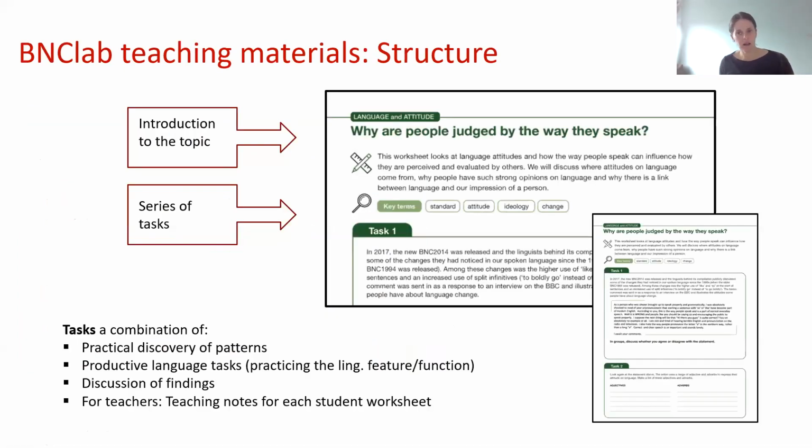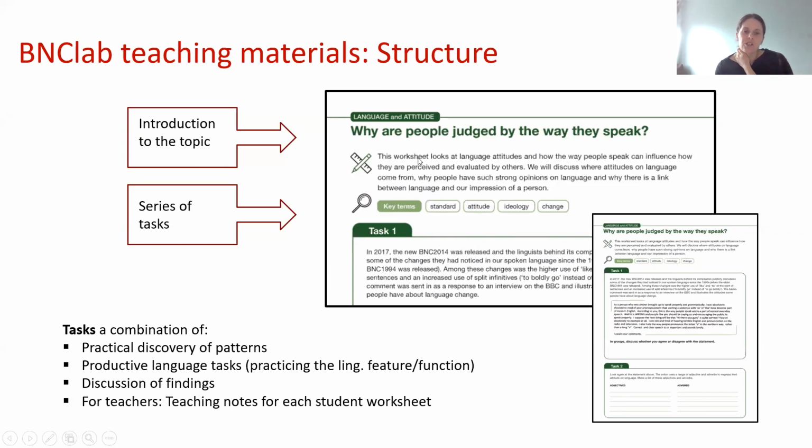Right, so now I've given you some examples of typical types of exercises that we can integrate BNC 2014 material and data into, and how we can create our own materials, our own exercises. But in BNClab, in the project, we've also created, and we keep creating, teaching materials that teachers can just download and use, adapt, use some of it, or use whole worksheets with their students.